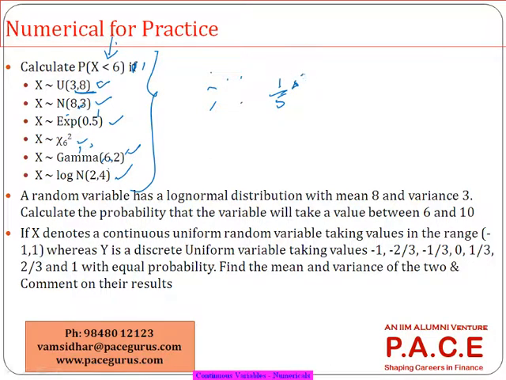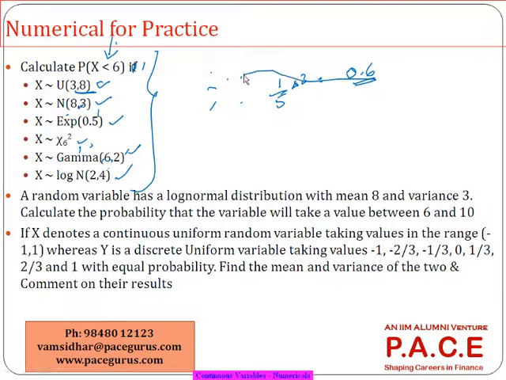So in uniform distribution, because everything is having a uniform possibility of occurrence, the probability of x less than 6 is directly 0.6. So there is nothing much with respect to uniform distribution that can be looked at. It's a straightforward computation for any uniform distribution given to us.